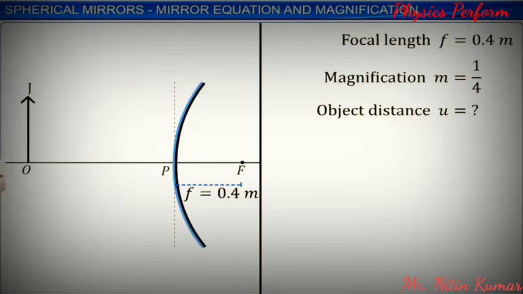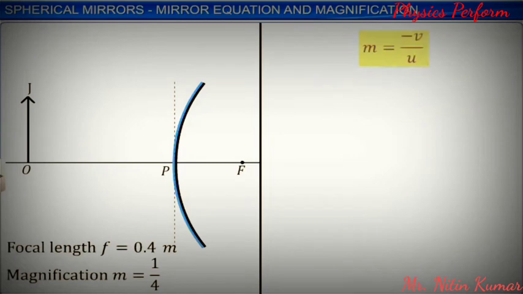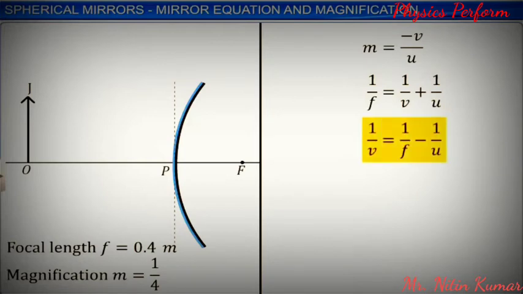We know that M is equal to minus V by U. According to the mirror formula, 1 by F is equal to 1 by V plus 1 by U. This can be written as 1 by V is equal to 1 by F minus 1 by U. Or 1 by V is equal to U minus F by UF.